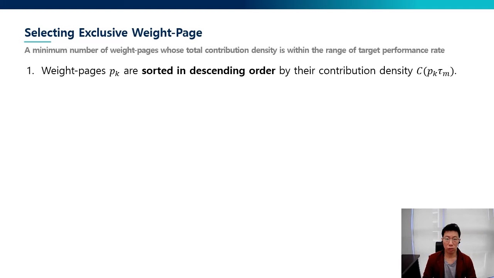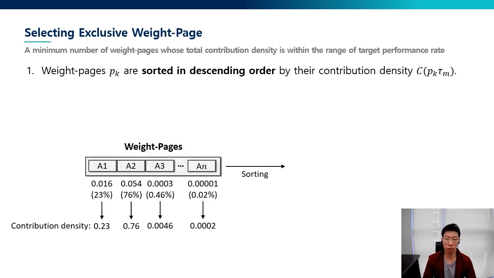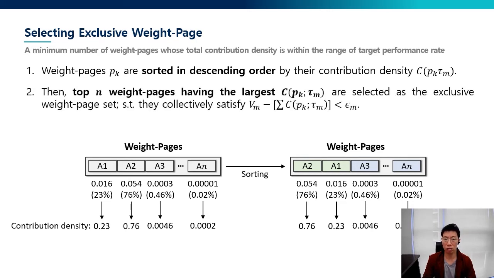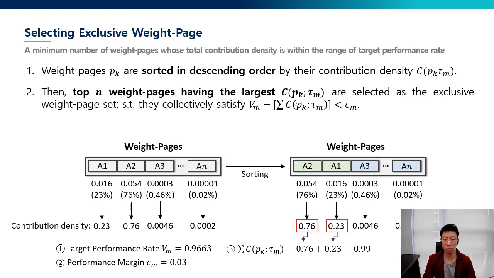In order to find the exclusive web pages, which is a variation of the subset sum problem, which is also an NP-complete problem, all the parameter web pages are first sorted in descending order by their contribution density. And then the top n web pages having the largest contribution density are selected as the exclusive web page set, such that the difference between their total contribution density and the target performance rate becomes smaller than the performance margin. And then the remaining web pages not selected as exclusive web pages constitute the shareable web pages set.